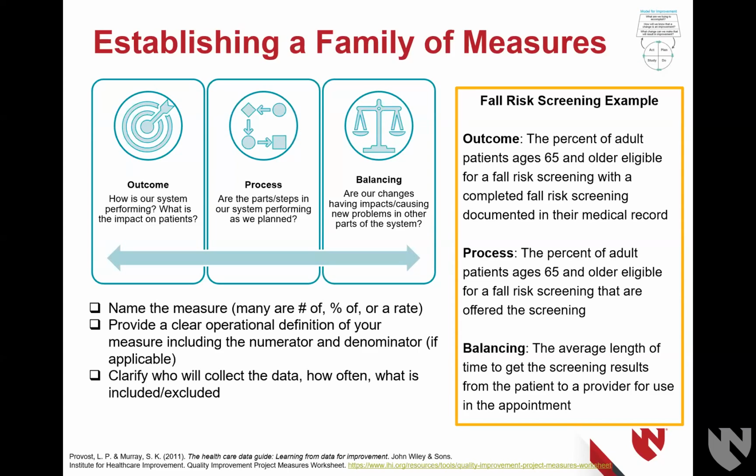An example outcome measure for a fall risk screening improvement project might be the percent of older adult patients ages 65 and older eligible for a fall risk screening with a completed fall risk screening documented in their medical record.